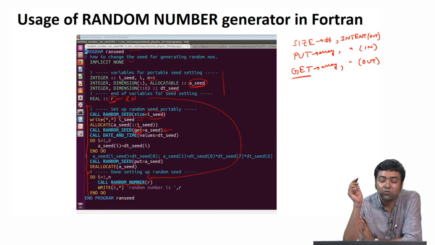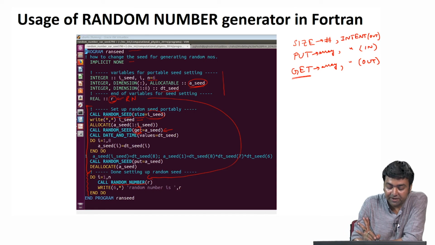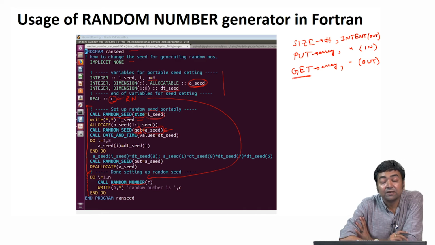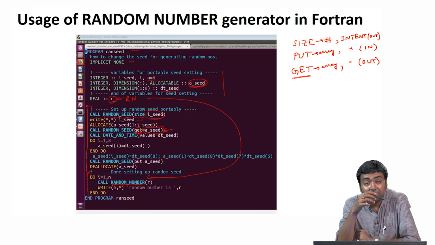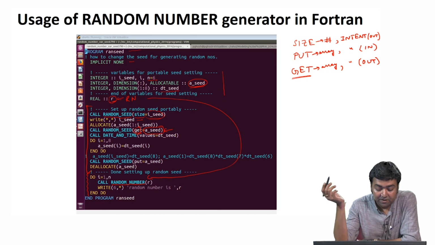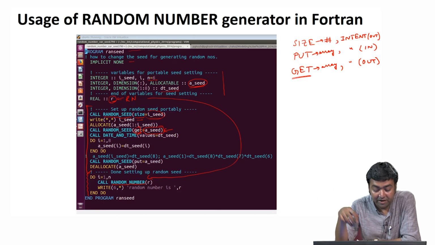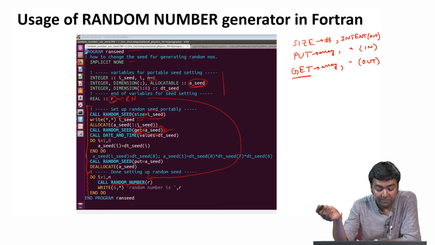Now, what I need to do is change or reset the values stored in this a_seed and send it back to random_seed, so that this new set of values can be used as a new seed for generating the random numbers when I run this program a second time, for example. So, how do I do it?